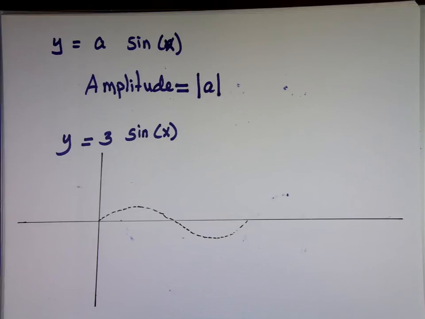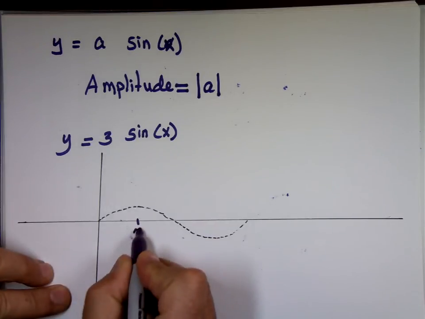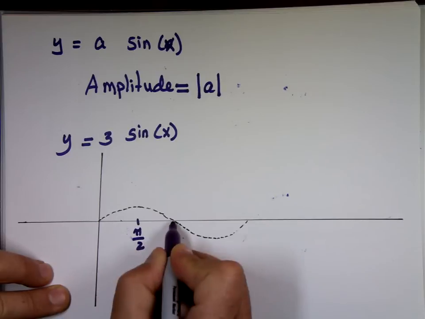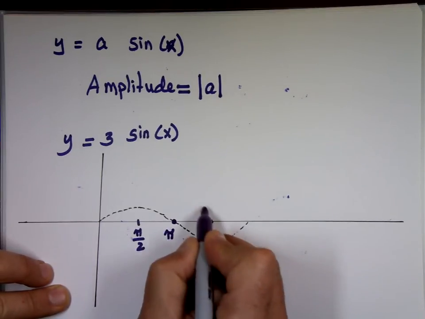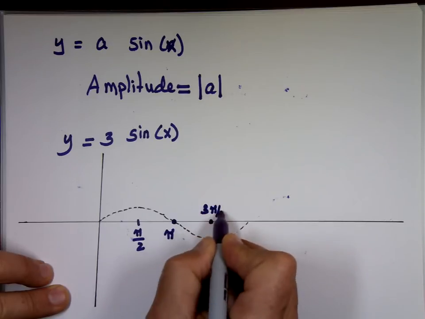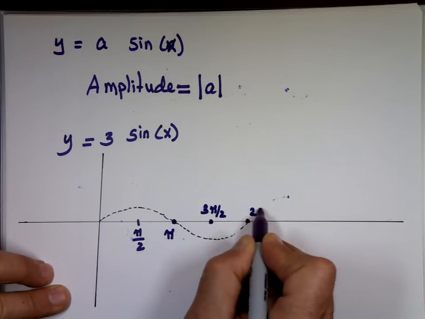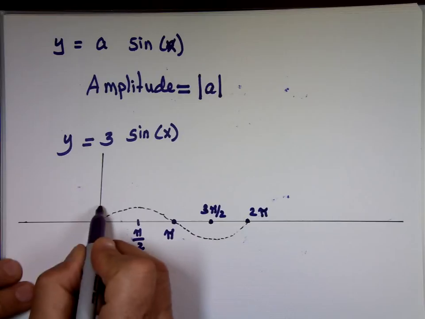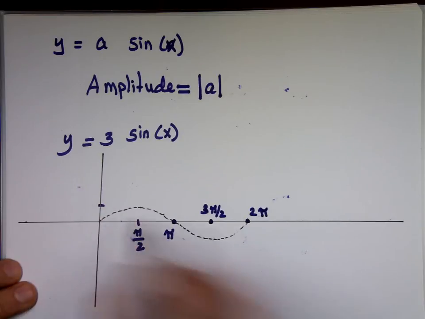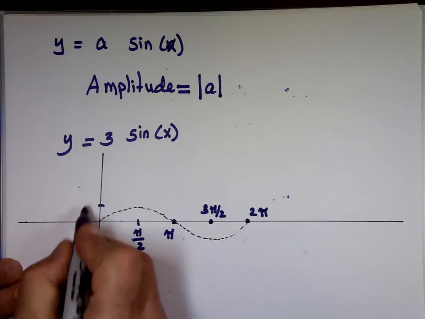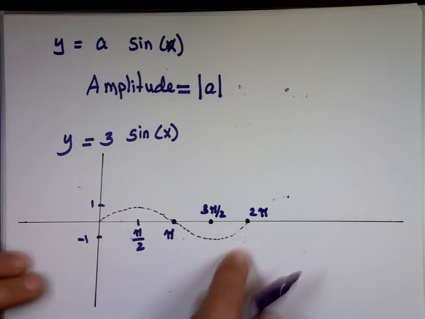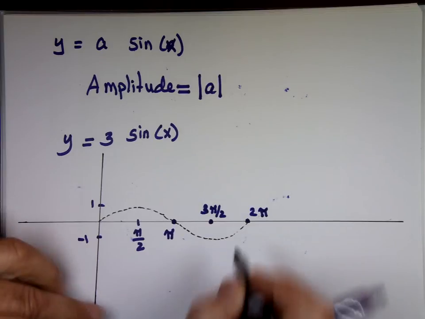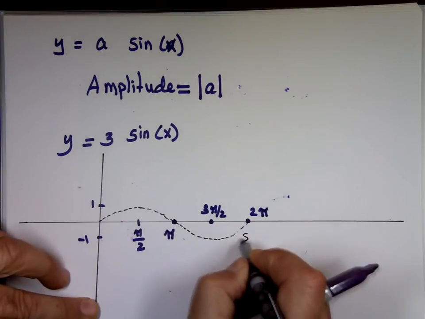This is what? Pi over 2. Let's use radian. You're right, but let's use radian. This is pi. This is what? 3 pi over 2. And this is 2 pi. How high does it go? No, this one, the sine function. 1. And how low? -1. So this dotted line, if you can see it, that's really sine of x, not the 3 sine of x. I'm going to start with that.